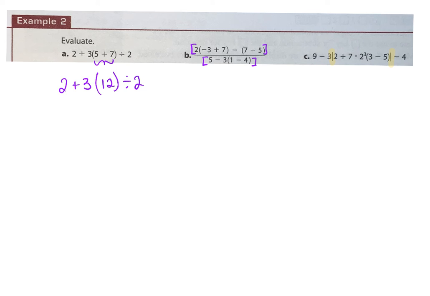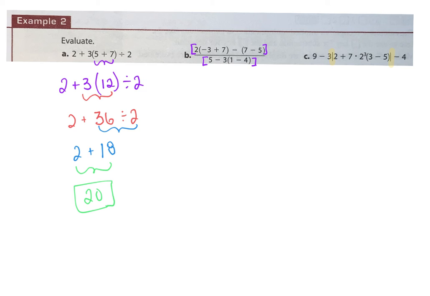So now I have multiplication, division from left to right. I'm going to do this. 3 and 12 is... There we go. Divided by 2. And then I'm going to do the 36 divided by 2, which is what? 18. And then I can do my addition, which gives me 20. That's the simple grouping.